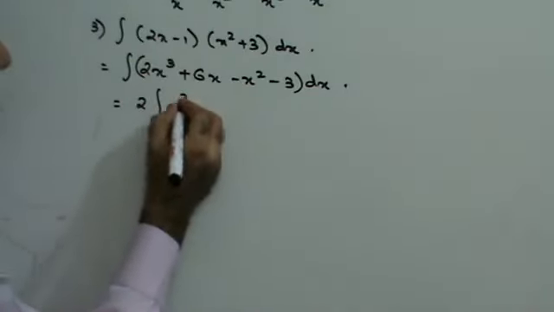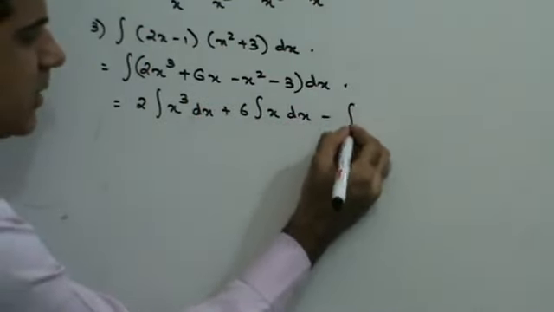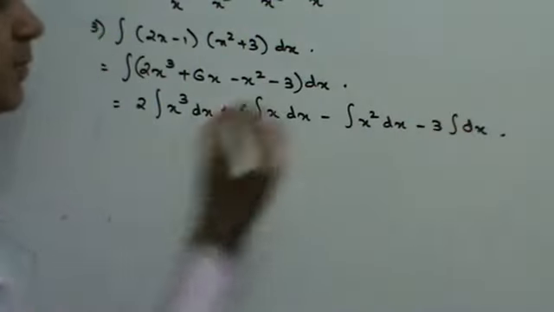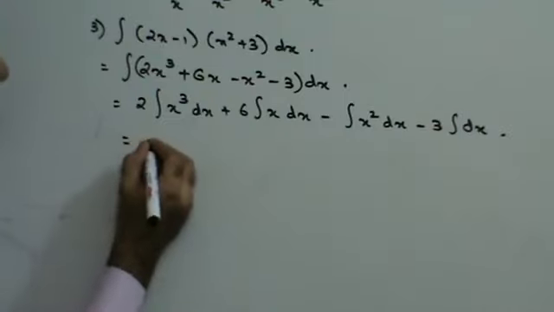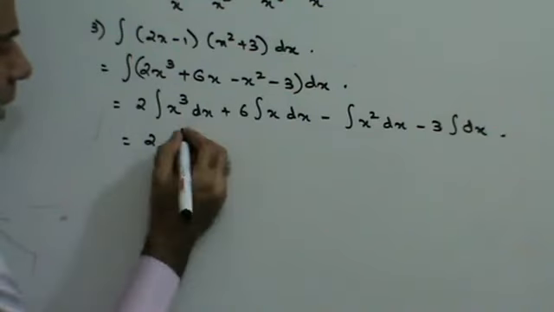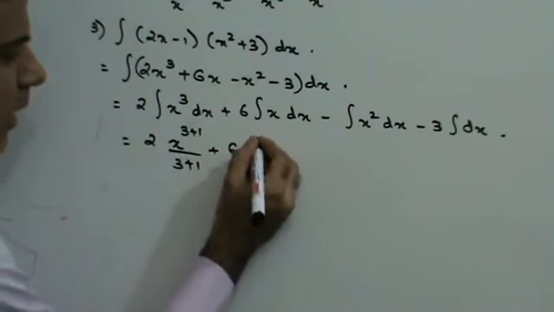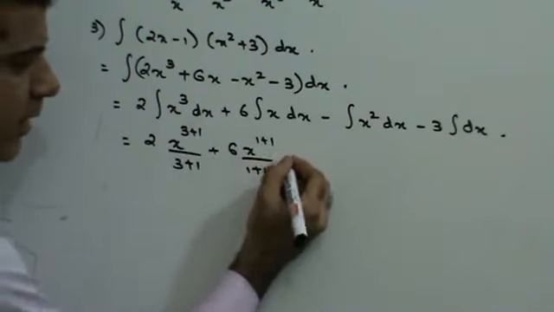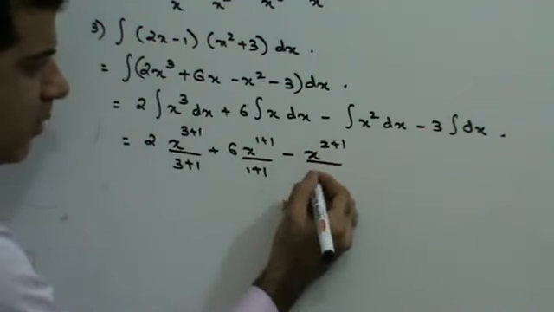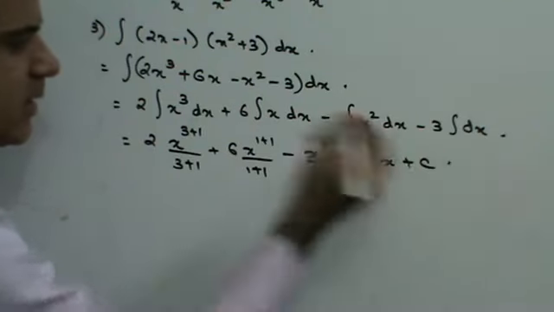2 integral of x cube with respect to x, plus 6 integral of x with respect to x, minus integral of x square with respect to x, minus 3 integral of dx. Right? Now this is the same formula: integral of x raised to n is x raised to n plus 1 upon n plus 1. Same formula again, n plus 1 upon n plus 1. Integral of dx is x plus c.